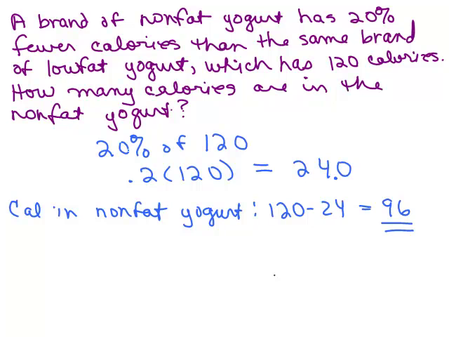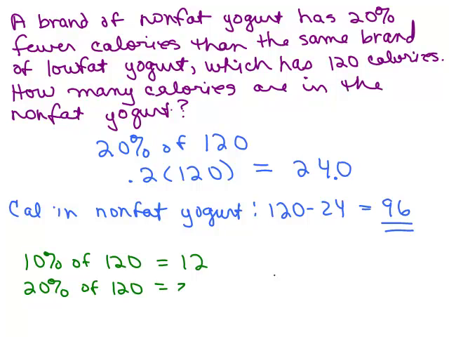Now another way, remember this 20%, I said some people might think of that as, well, what is 20% of 120? And they easily figure out what 10% is. 10% of 120 is 12. You move the decimal in 1. So 20% is twice as much, right? So that's another way that you could figure out what 20% of 120 is. It's 24. And then you'd still subtract it from the 120, right?